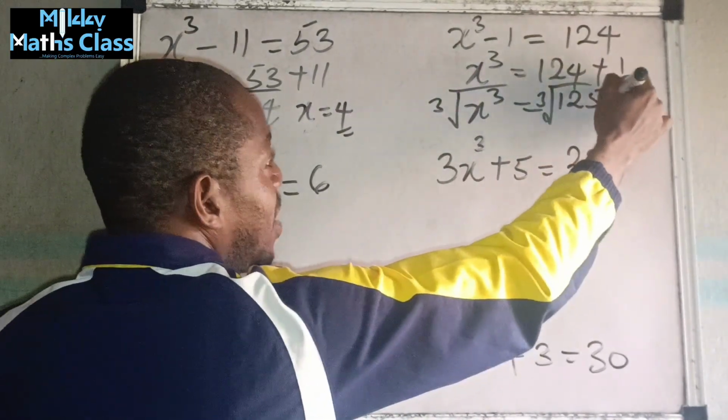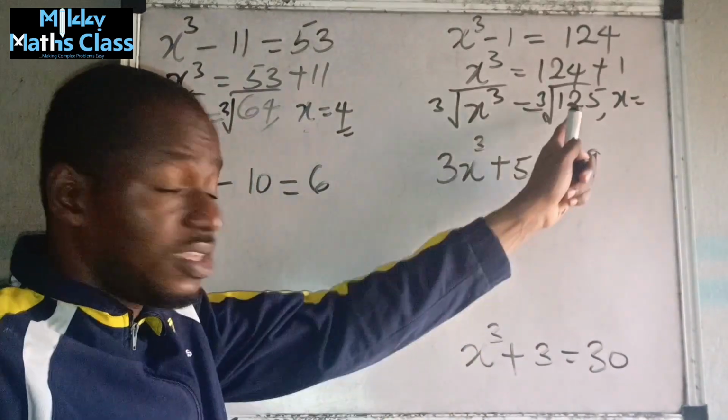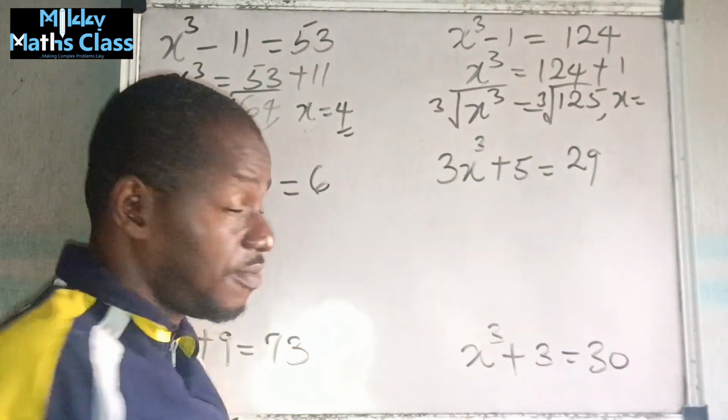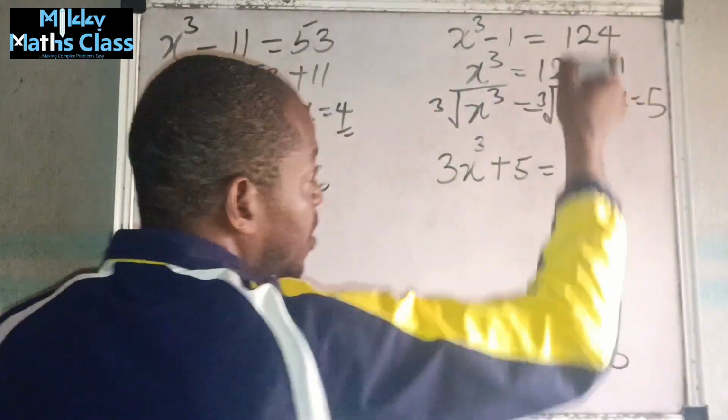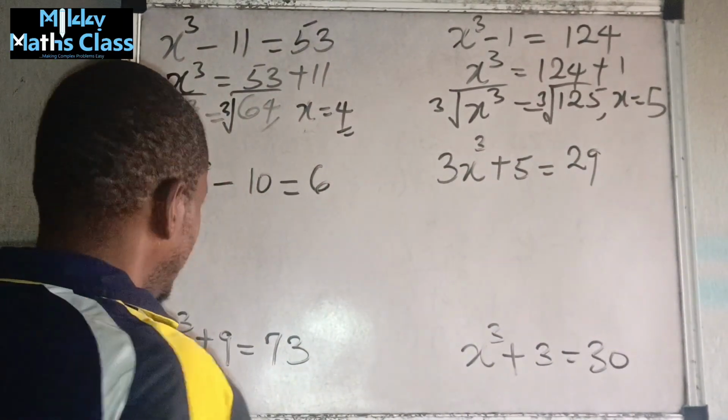Now, what number will I multiply 3 times that will give me 125? That's 5. Because 5 times 5 is 25, 25 times 5 is 125. So our x equals 5.